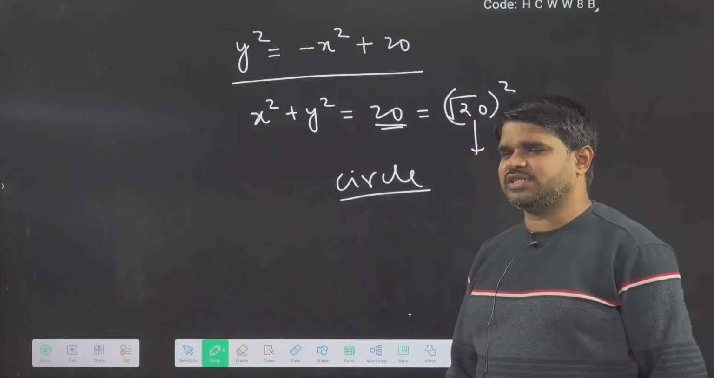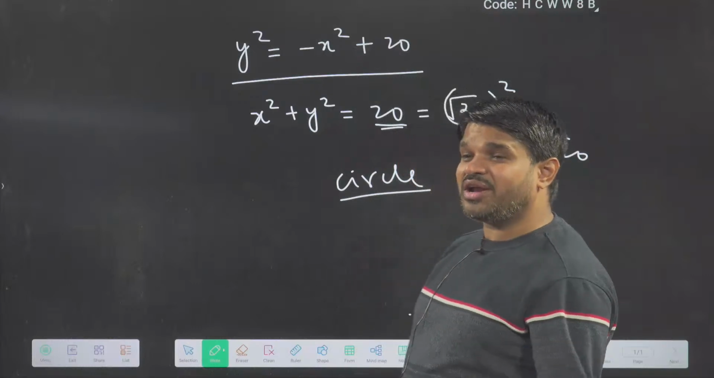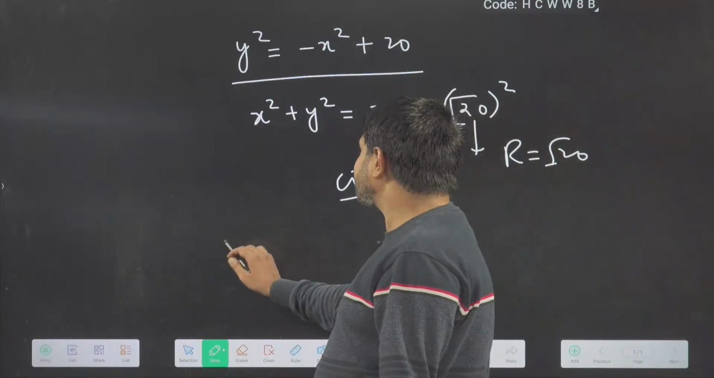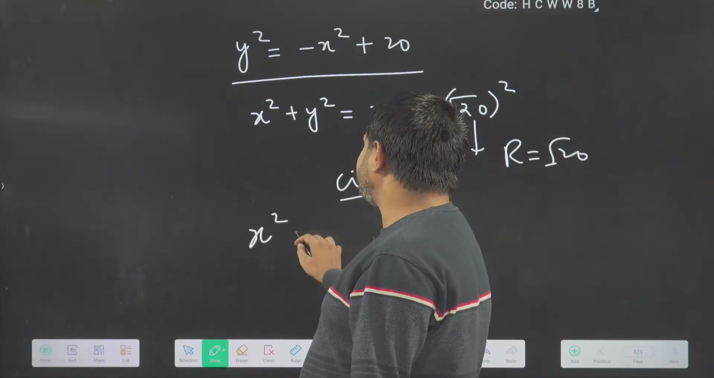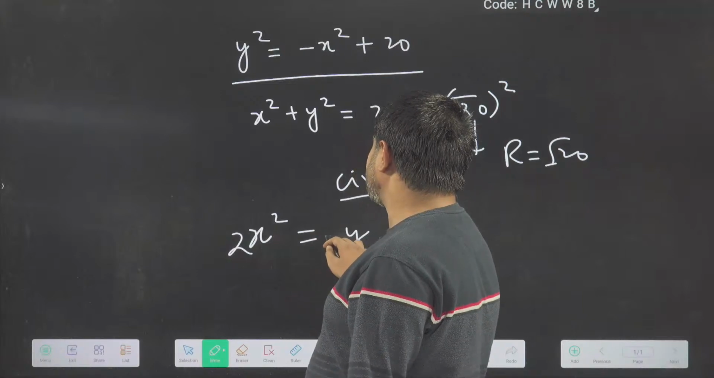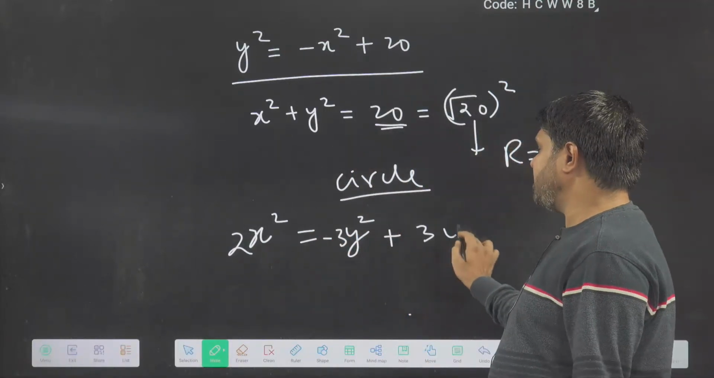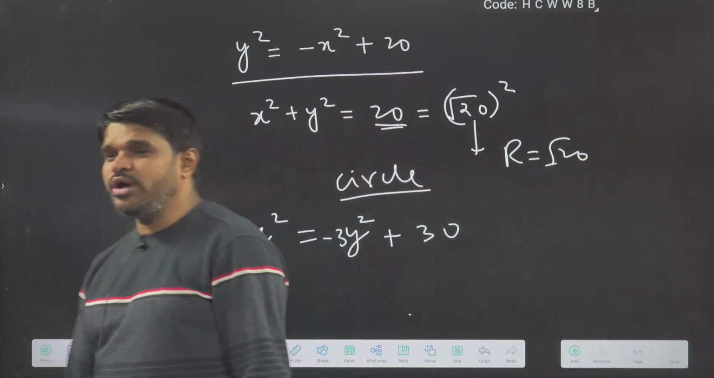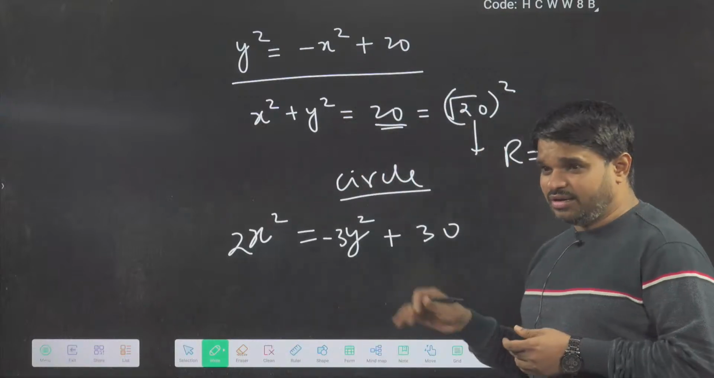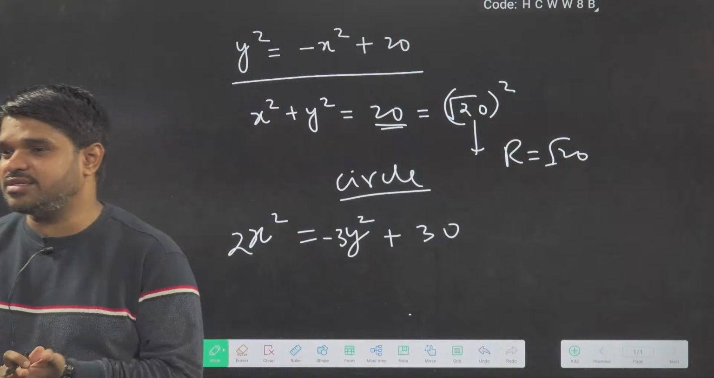Just giving a quick review, let other members also join. In 1 or 2 minutes we will start. One more equation I am writing. Let's see how many of you are able to answer it. 2x square equals minus 3y square plus 30. Do the rearrangement. Yesterday I told what this is.